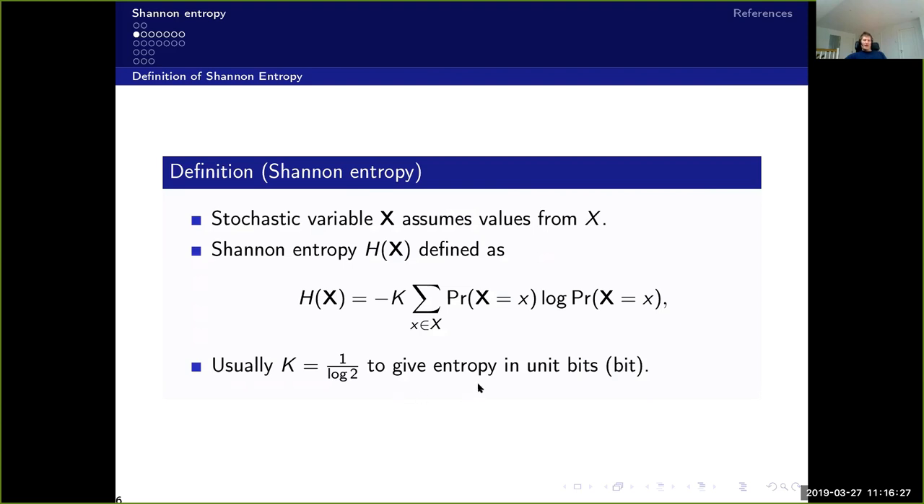Now, it's the sum over a lot of probabilities. So basically, this is the probability that the stochastic variable X takes the value small x, which is an element in the set 𝒳 here. So for each possible output of this variable, we sum up the probability that that happens multiplied by the logarithm of that probability happening. And we will see why this gives interesting properties.